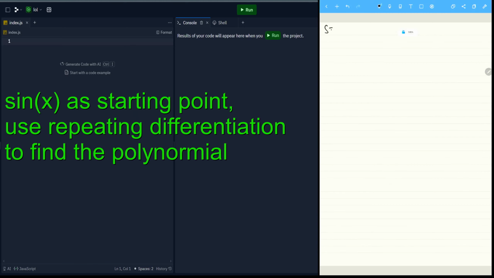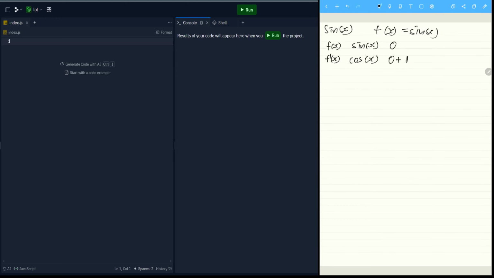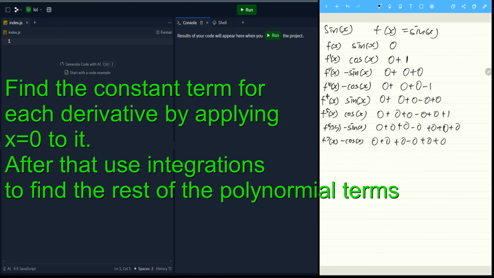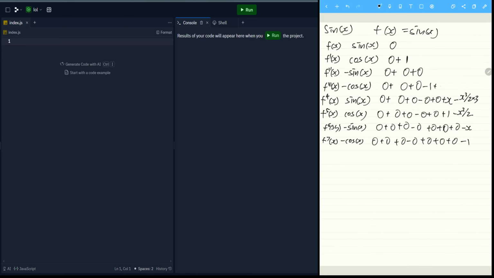Here is sine x as the starting point, and we will use calculus to find the polynomial by differentiation. To find the constant term for each derivative, we apply x equals 0 to it. Then later, we use integration to find the polynomial terms. I know it can be written as factorial, but my goal is to use only basic operators.